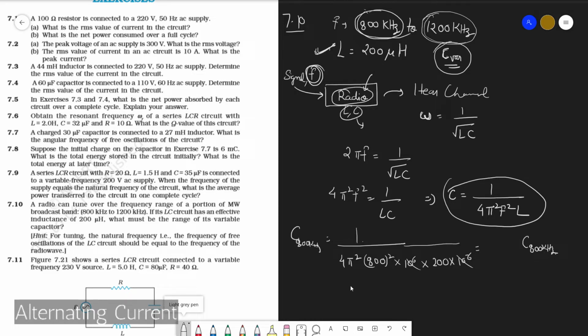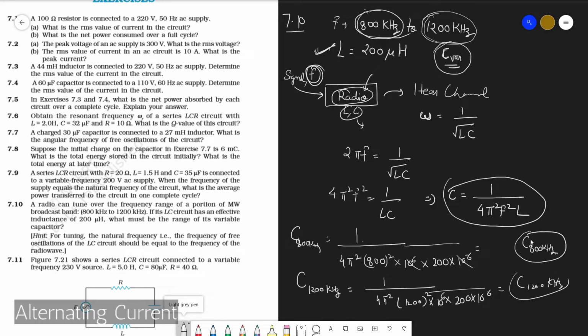That's not the issue, you can just calculate that. Similarly, you can find this for 1200 kilohertz. You just need to replace the frequency and calculate, with L as 200 into 10 to the power minus 6. Whatever you calculate is the value for 1200 kilohertz. So the variable capacitor range is from this value to this value, so that you can tune into each and every frequency lying between these.